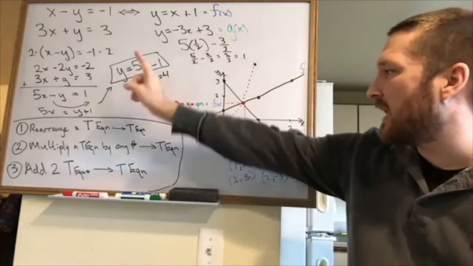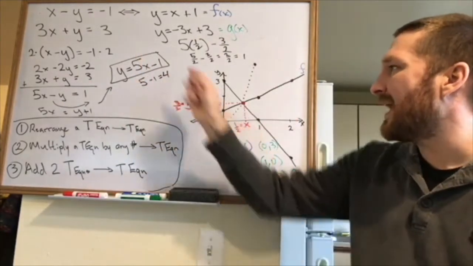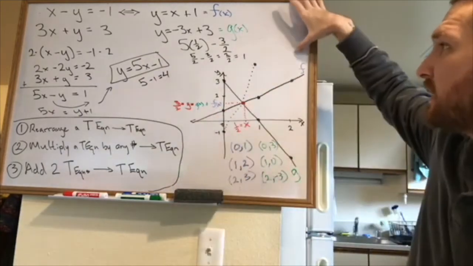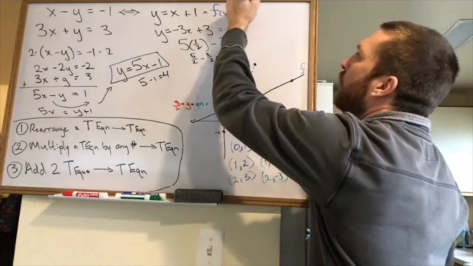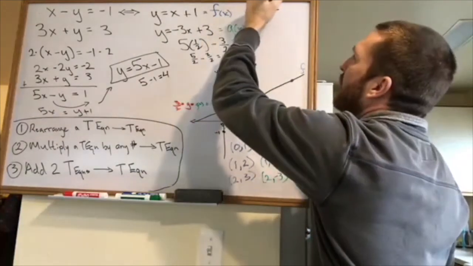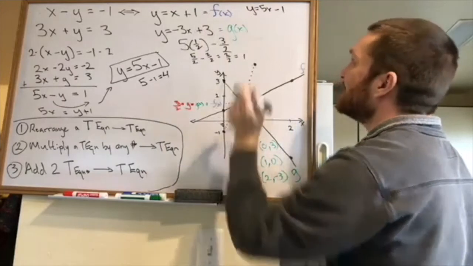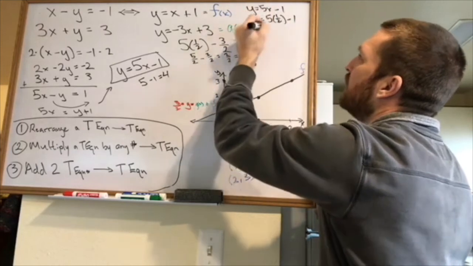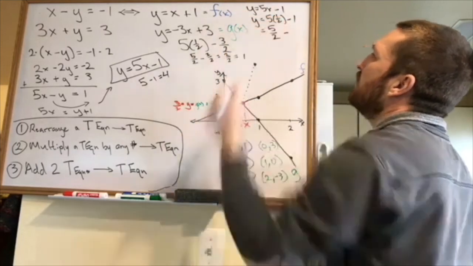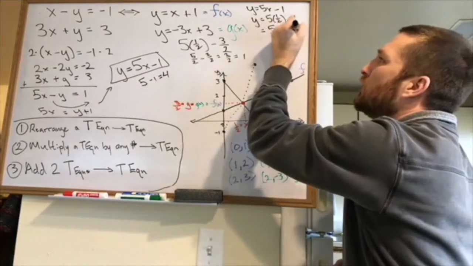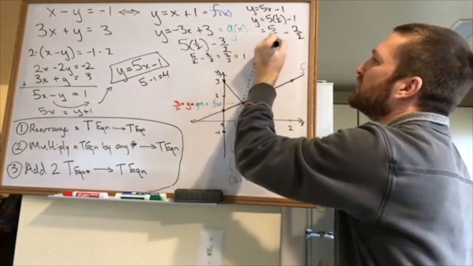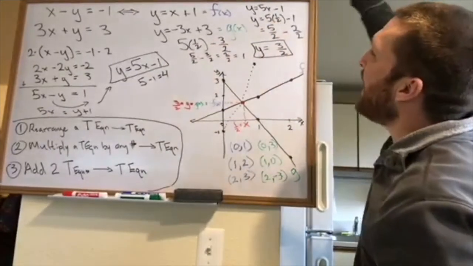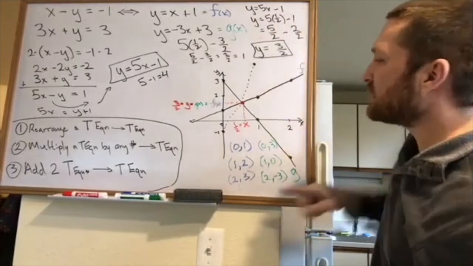I'm going to take my line, my function, plug in 1/2 and make sure I get out 3/2. So I'll do that right here. We know that y equals 5x minus 1. When x is equal to 1/2, I get 5 times 1/2 minus 1. So I get 5/2 minus 1, the same as 2/2. 5 minus 2 is 3, so we have 3/2. So we find that yes, when x equals 1/2, y equals 3/2.